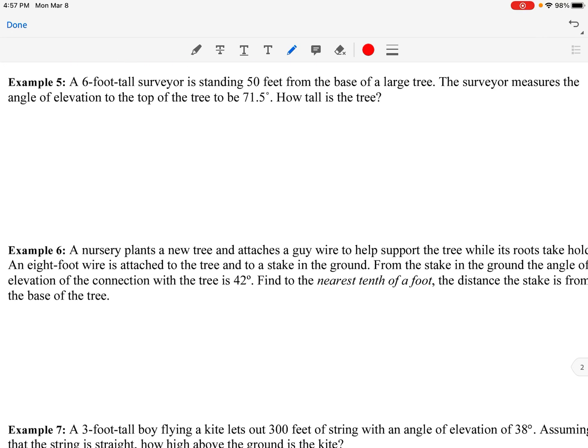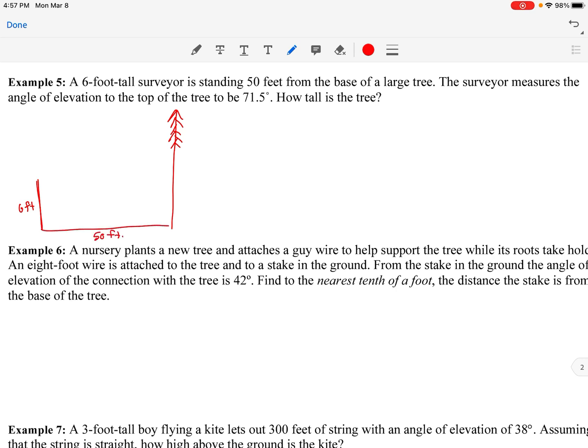All right, example 5. This has a little bit of extra information in it. So the problem is a little bit different. So we're going to have a 6-foot-tall surveyor. So we have this surveyor there, it's 6 foot tall, so we start with that, standing 50 feet away from the base of a large tree. So we have that, and we have a large tree. We'll say this is our tree over here. So if you notice, that is going to be kind of a little more difficult to make a triangle out of, but we will figure this out.